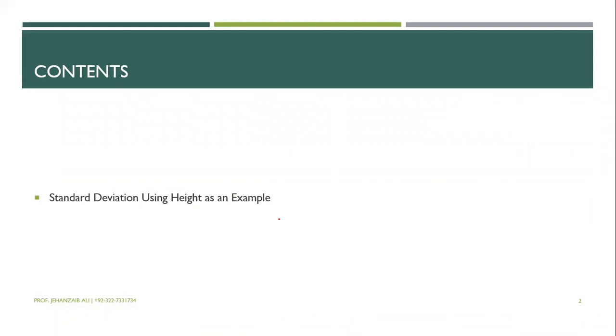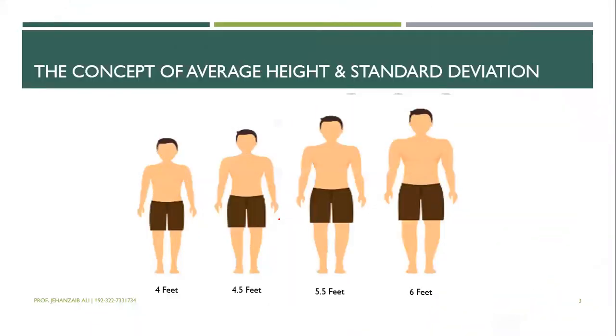I have tried to use a very simple example, just for you to have an understanding of standard deviation. Let's see the example. For example, there are four individuals having various heights. This individual is having a height of 4 feet. This individual is having a height of 4.5 feet. And the third individual is having a height of 4.5 feet. And this fourth individual is having a height of 6 feet.